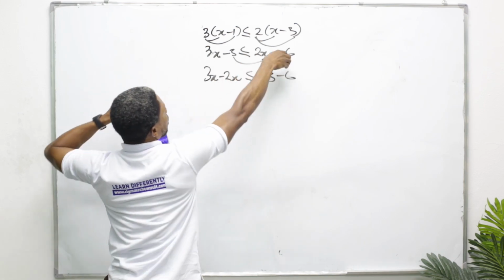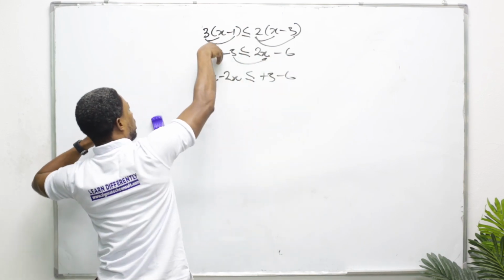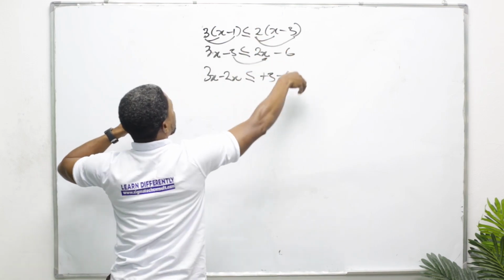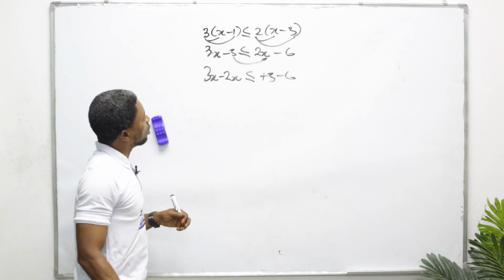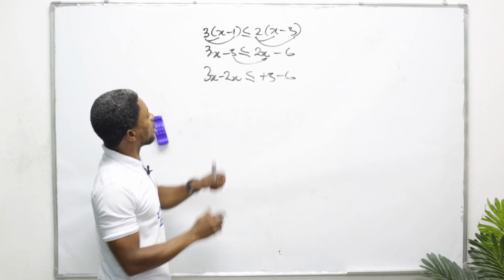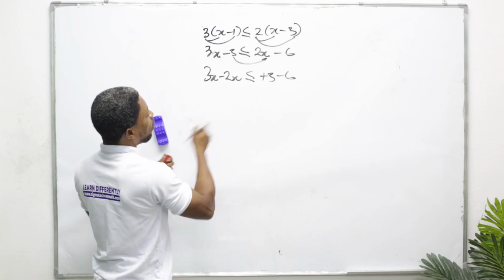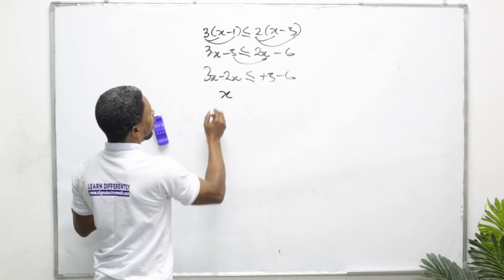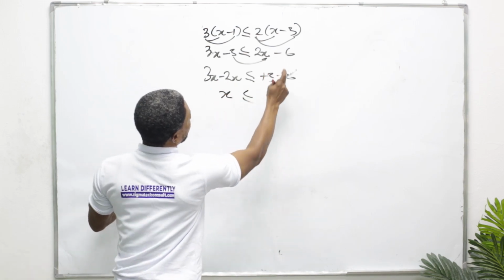Anytime you switch a number from your left to your right, don't forget the sign must change. So this one changed from plus to minus, this one changed from minus to plus. The inequality sign still remains. 3x remove 2x, you have x less than or equal to minus plus.